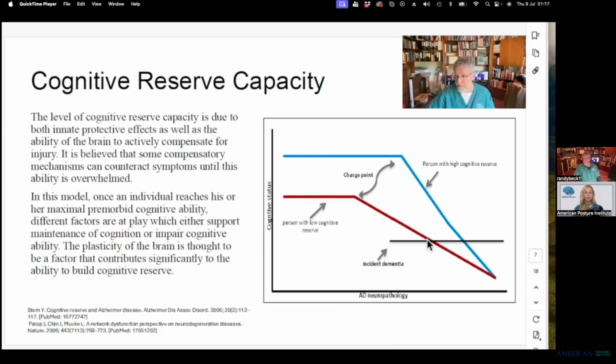And then even the people with cognitive reserve, look, eventually they all end up over the line of an incidence of dementia, but it takes longer, in fact, this much longer, for someone with a higher cognitive reserve to experience dementia than someone with a lower cognitive reserve. And brain plasticity, which is what we're talking about now, is thought to be one of the major factors in the ability of the brain to fight this.